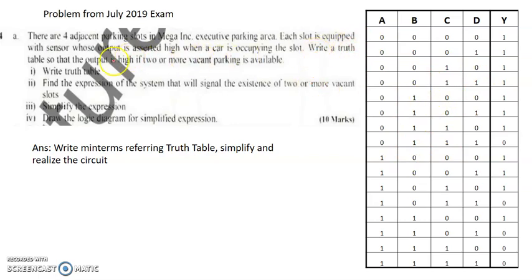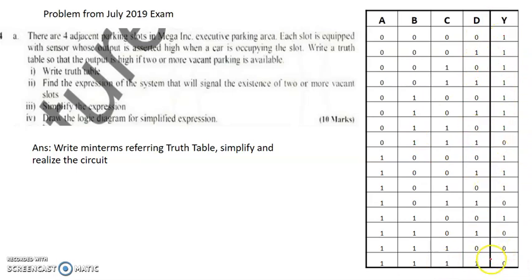Now we need to write the truth table. Output is high if 2 or more vacant parking slots are available. 0 indicates parking available. So if there are 4 zeros, it is 1. If there are 3 zeros, it is 1. 2 zeros also, it is 1. But when it is a single zero, the output is 0 because only one parking slot is available. So except for the single zero, fill the rest with high.